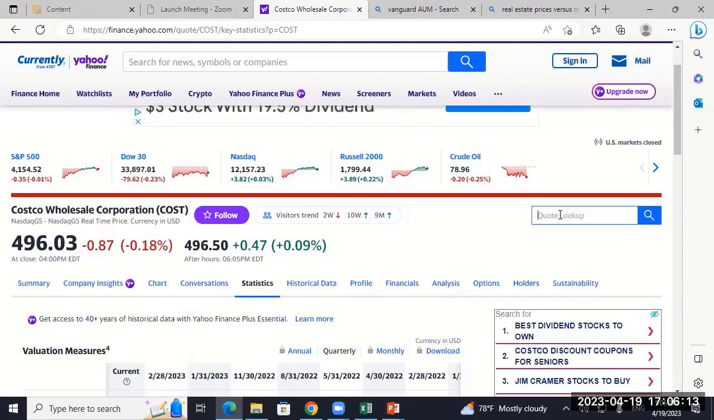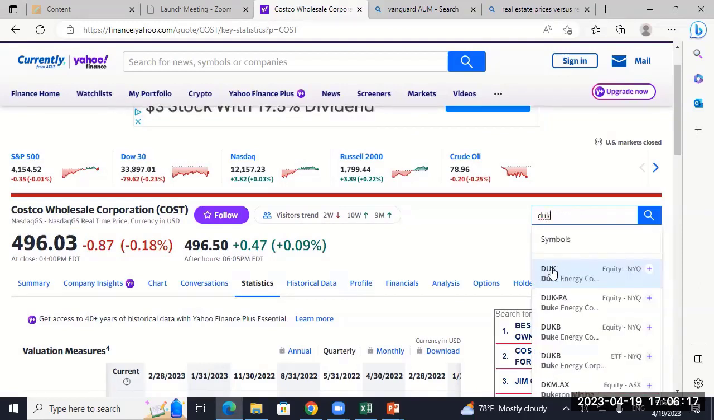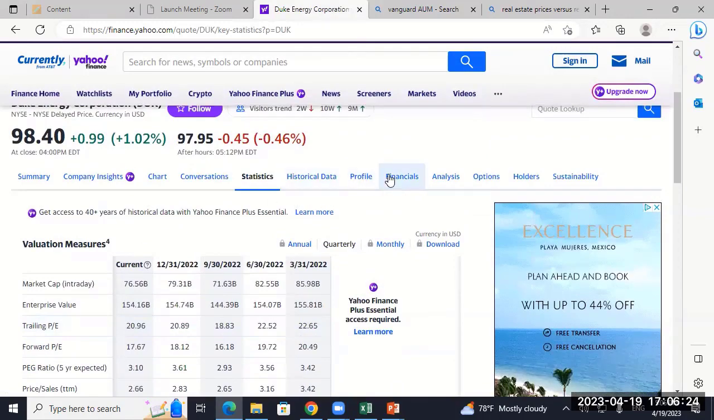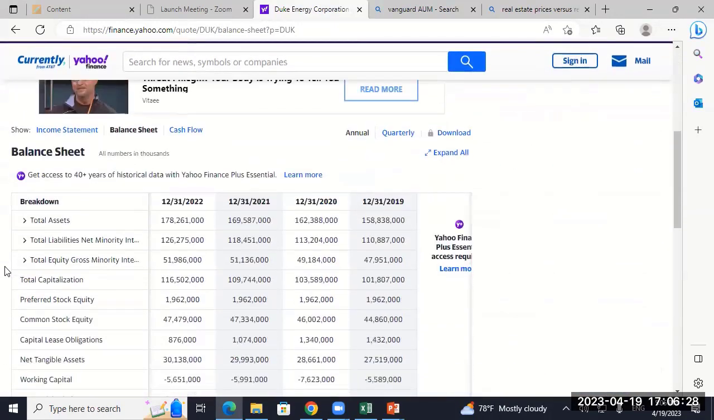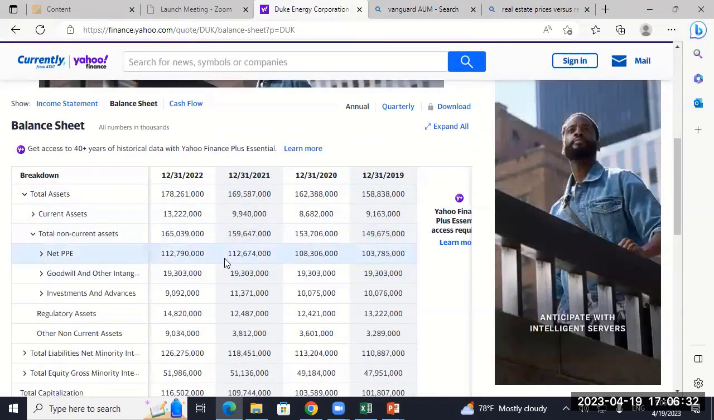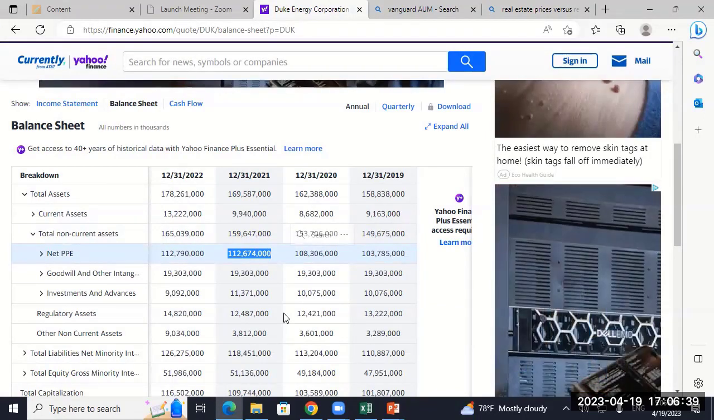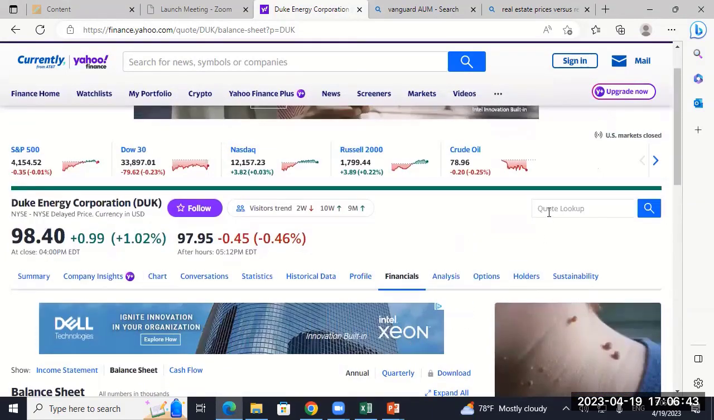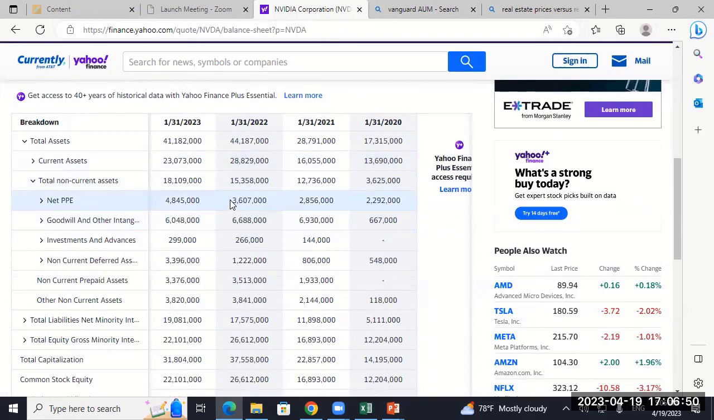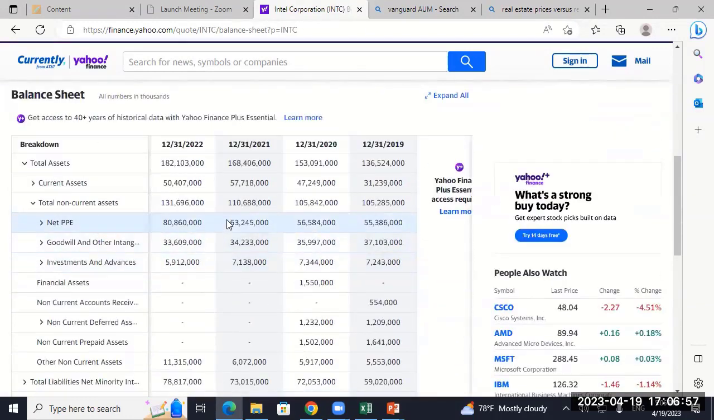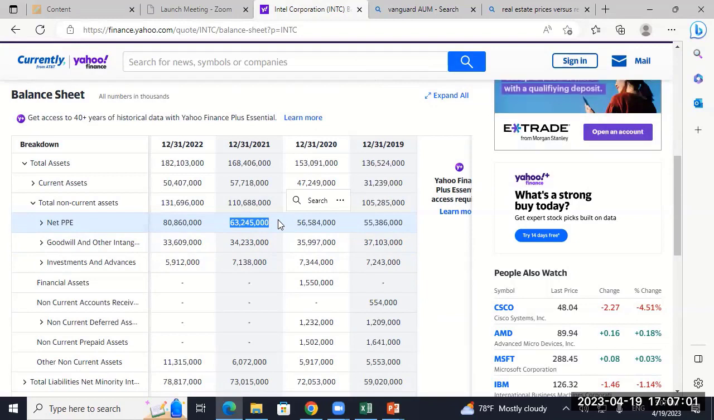What about Duke? What would you use for Duke? Price to book, utility. So if you look at their financials, look at that. Their property, plant, and equipment is like 70%, 80% of their assets. So you can see how quickly you can tell that price to book makes sense. That's why I was talking. You look at NVIDIA. NVIDIA's property, plant, and equipment is less than 10% of their assets. And then you look at Intel. Their property, plant, and equipment is over a third. A lot more property, plant, and equipment. So price to book could work for an Intel, although EV to EBITDA would work as well.